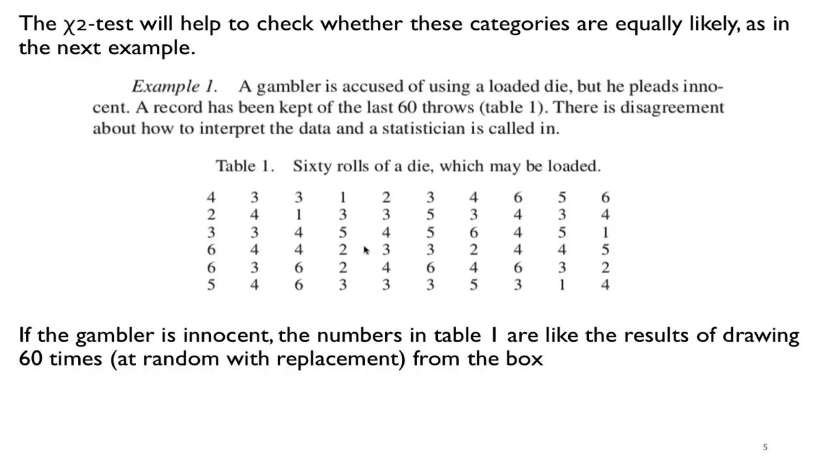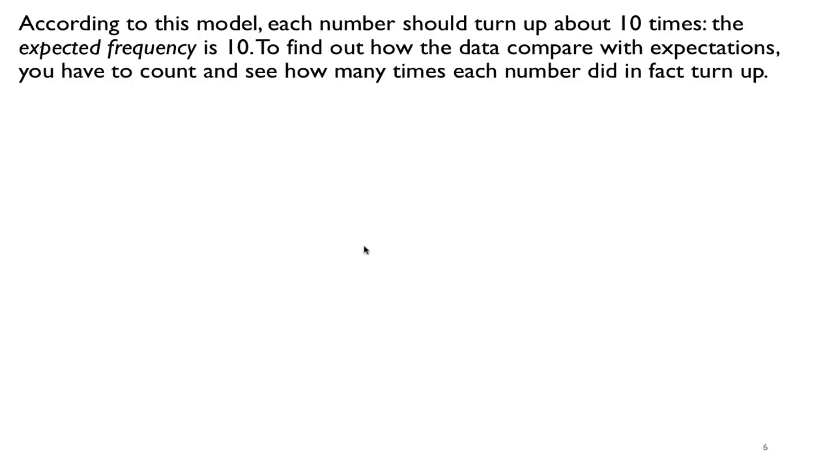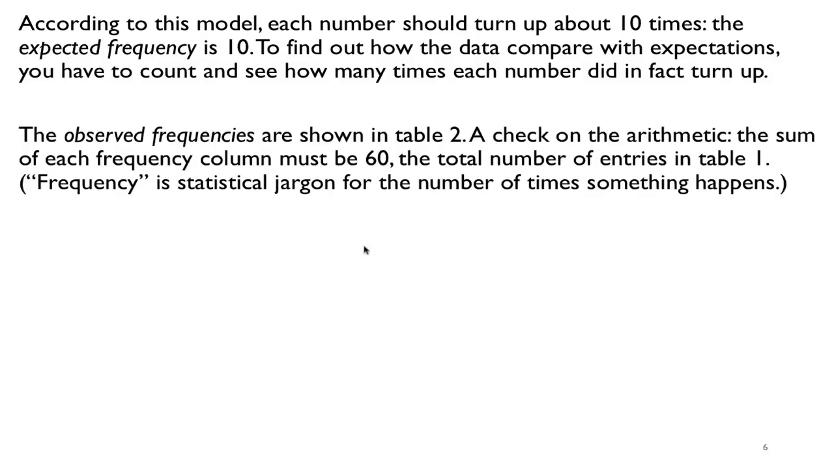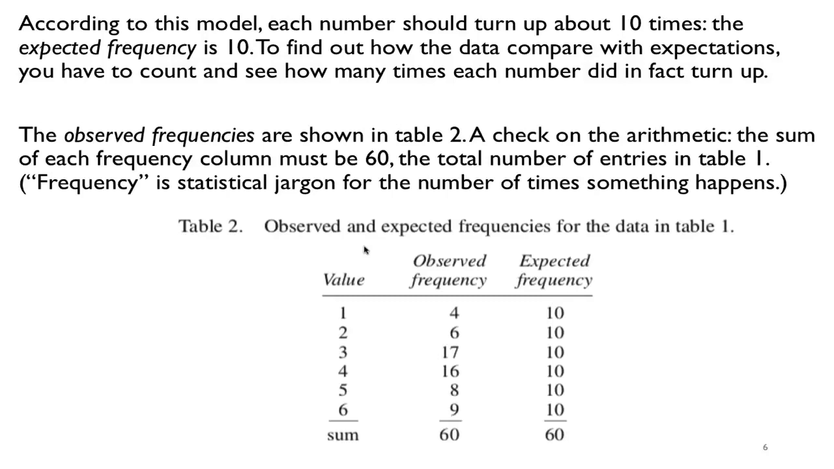So the gambler is innocent. The numbers in table 1 would be like drawing 60 times at random with replacement from the box 1 to 6. According to this model, each number should come up 10 times. This is the expected frequency because there's a 1 in 6 chance of getting a certain number, and if you do it 60 times, you should get each of the numbers 10 times each. The observed frequencies are shown in table 2. So now we have the observed frequency as well as the expected frequency of 10.